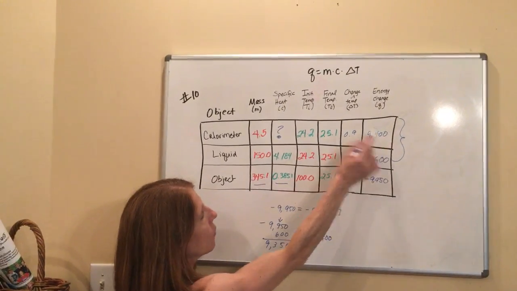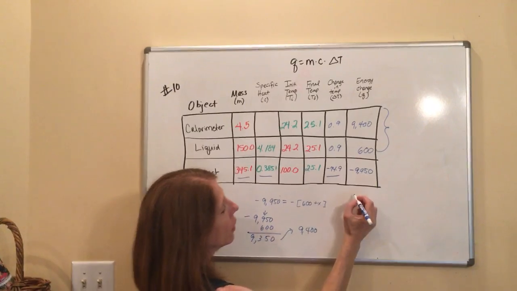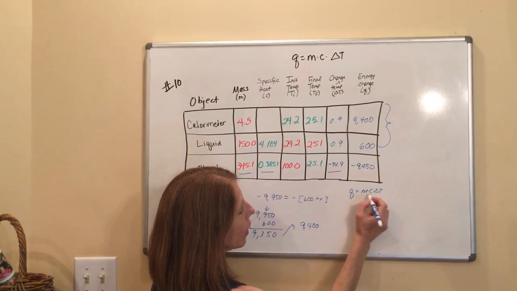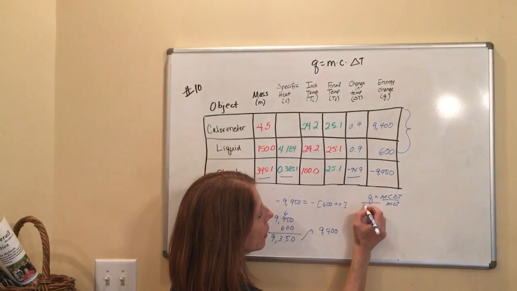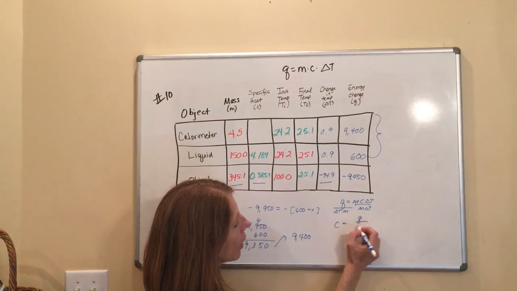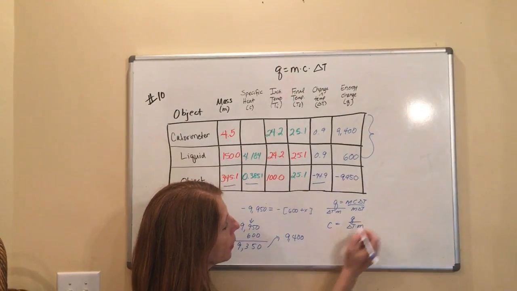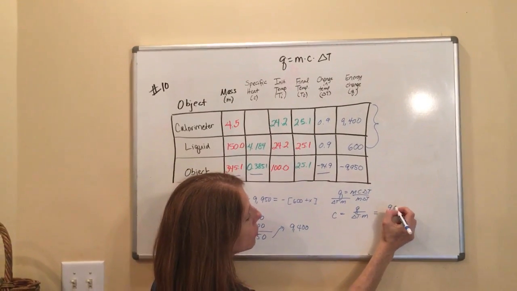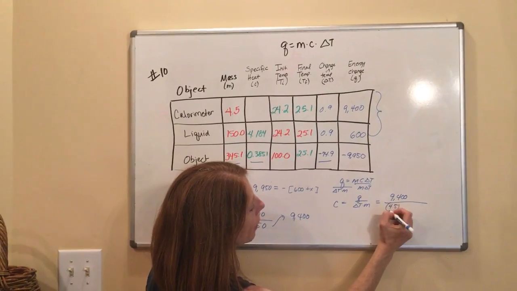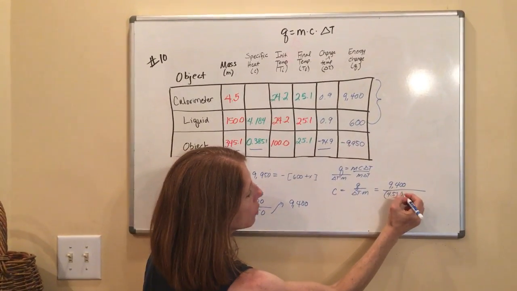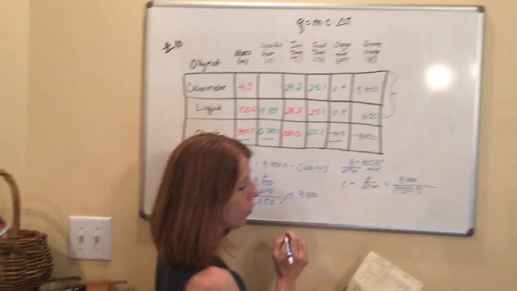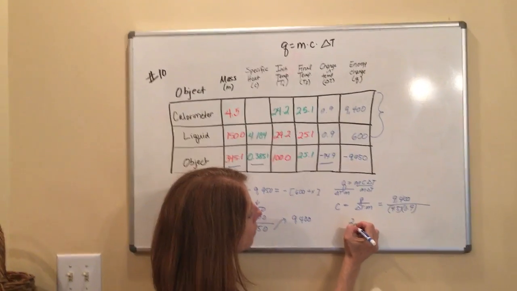Now, I have every blank filled except this one. Q equals MC delta T. So then if I divide by M and delta T on both sides, I get that C equals Q divided by delta T times M. So that ends up being 9,400 divided by 4.5, which is my mass, times my delta T, which is 0.9. Okay? When I do that math, I'm going to get a final answer of 2,000.